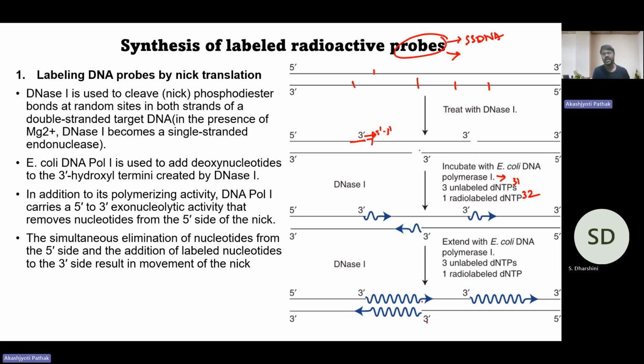You treat it with DNase one, and you get several short DNA fragments. Multiple breaks are caused, and then you treat it with DNA polymerase one, and along with it, you need to add one radioactive dNTP, and the other three dNTPs will be normal. Whenever the radio-labeled dNTP that you are using has a complementary base pair, it will add that radioactive dNTP to that region. You can read the text from here as well.